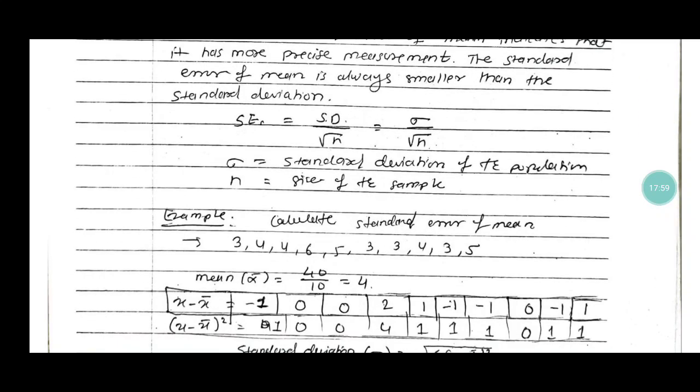So the formula for the standard error of the mean is the standard deviation divided by the root of n, where the standard deviation, also known as sigma, is the standard deviation of the population and n is the size of the sample. So here is an example for the standard error of the mean.